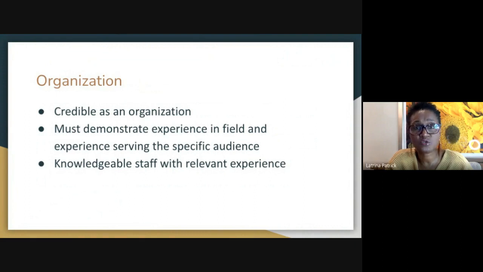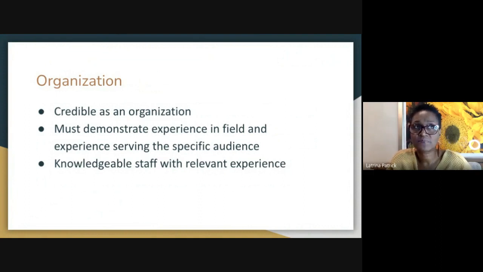Like if you have been doing this and your organization is the dominant provider of a particular service, that works in your favor. If not, you have to be able to demonstrate why they need to invest in you as opposed to just letting the other organization continue to do that. And you need to be able to demonstrate that you've been around in that community, that the community trusts you, and that comes from longevity. That's one way to build credibility.